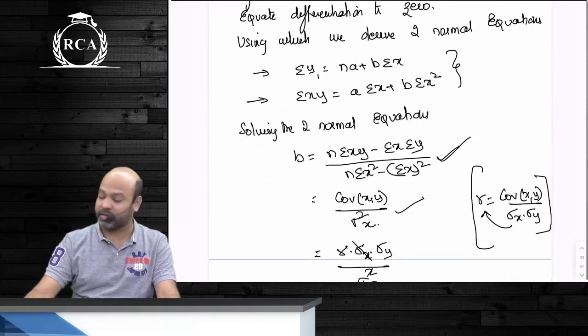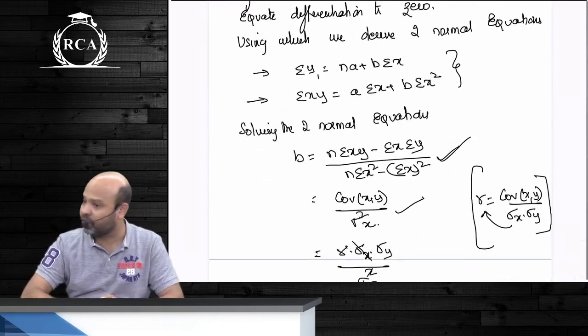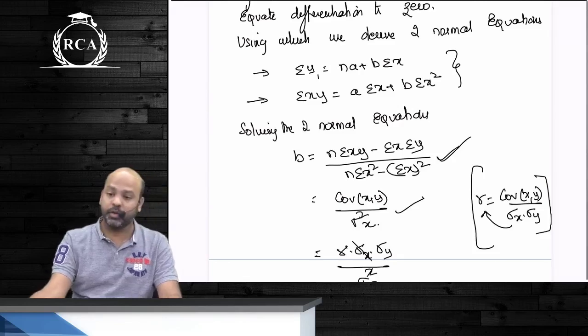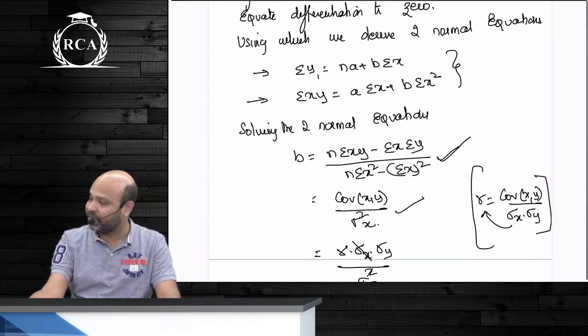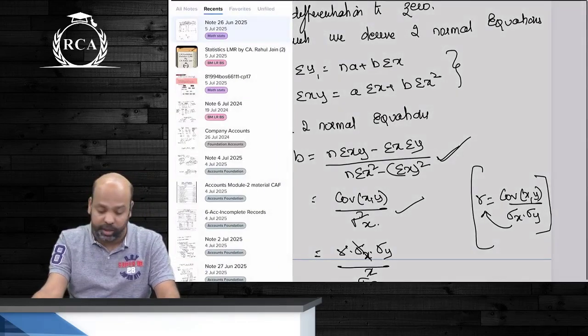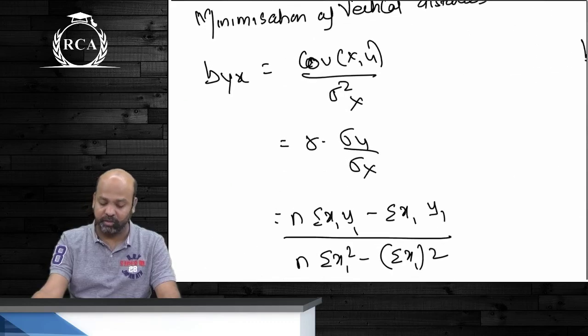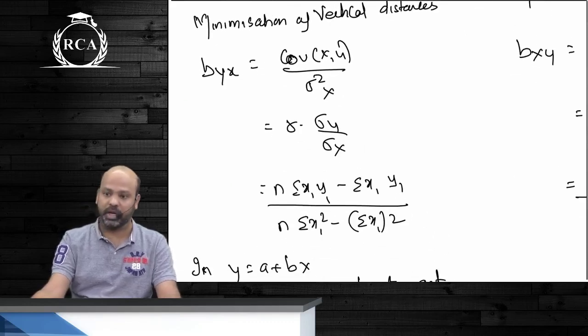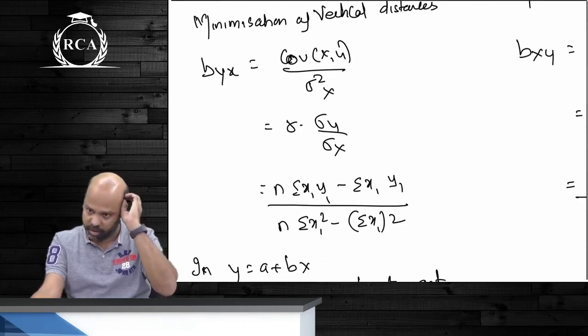Plus b summation x square. This will be the two normal equations, guys. By solving these two normal equations, we are going to get byx and bxy. Byx as such, guys, will be equal to covariance between x and y divided by variance of x, which can also be written as r into standard deviation of y by standard deviation of x.